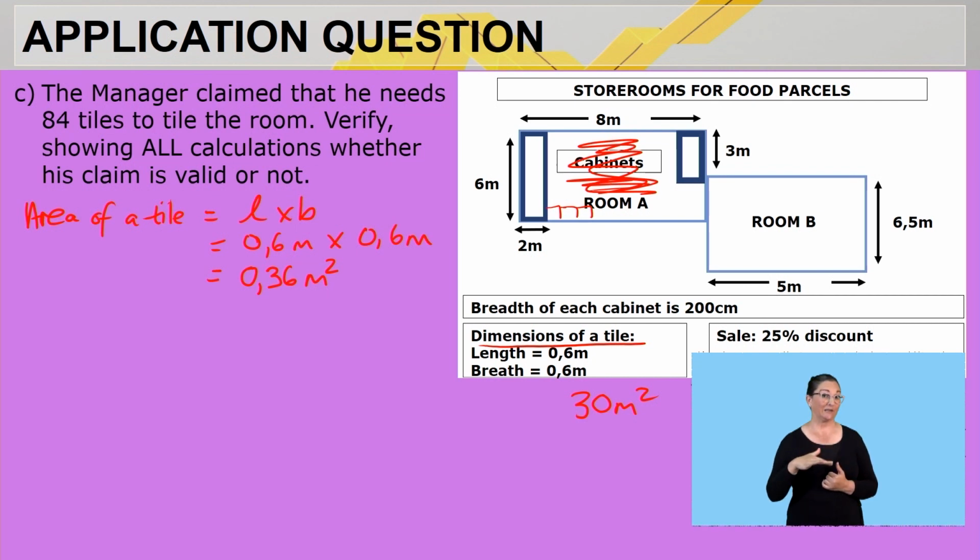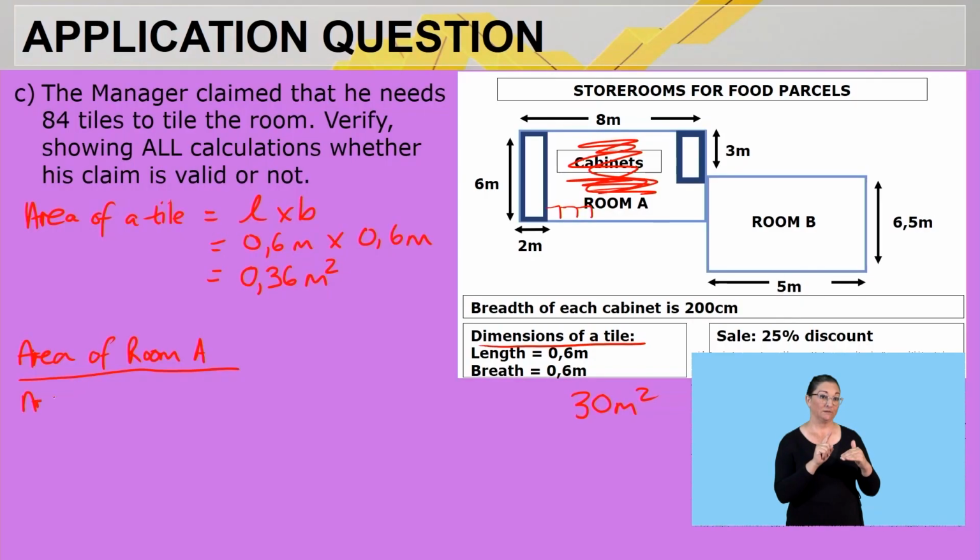What will I do next? I'll take the area of the room to be tiled. Let me write it like this: the area of room A. Remember, that's the area that needs to be tiled. And I'll divide that by the area of a tile to see how many tiles. Okay, so that's the formula that I'll use.